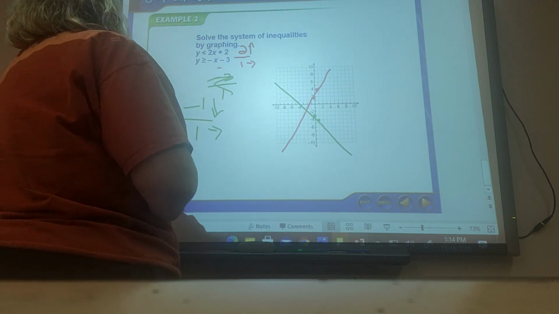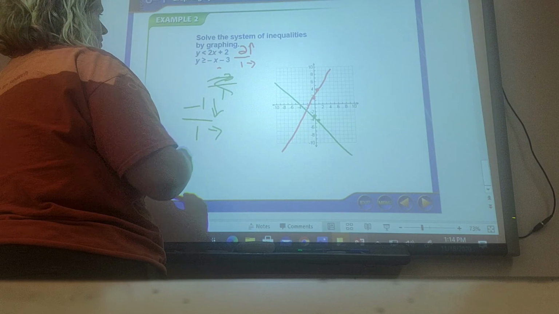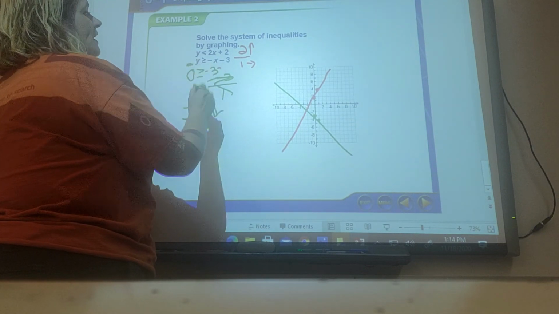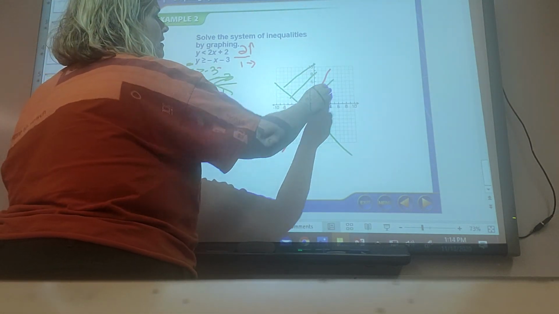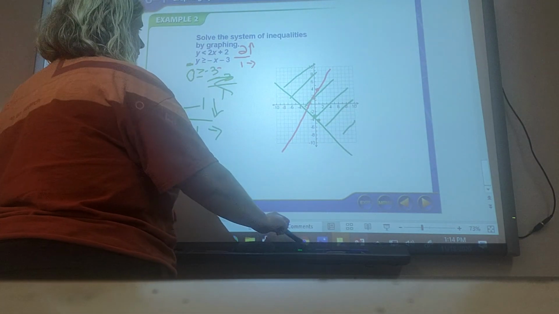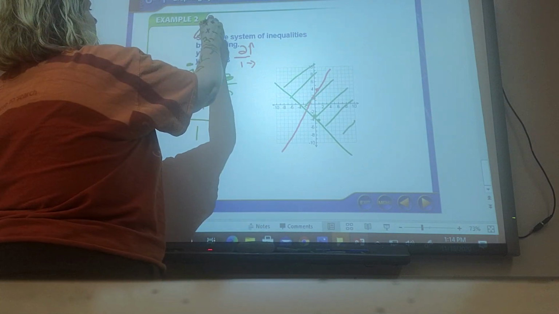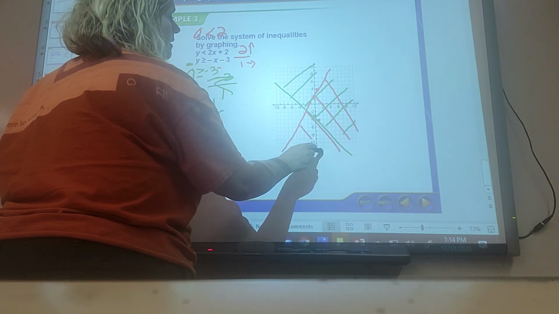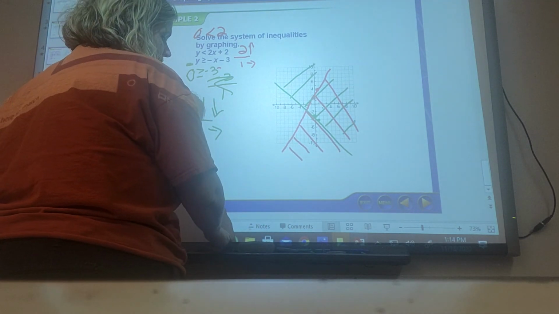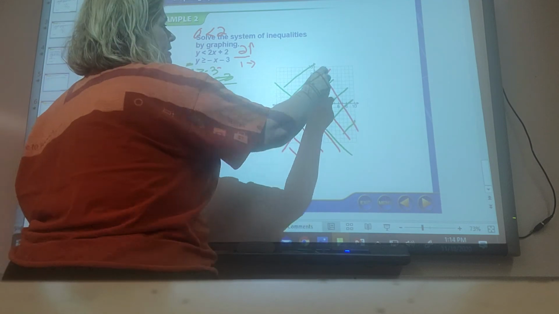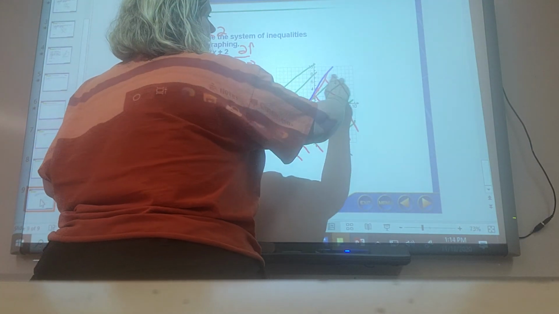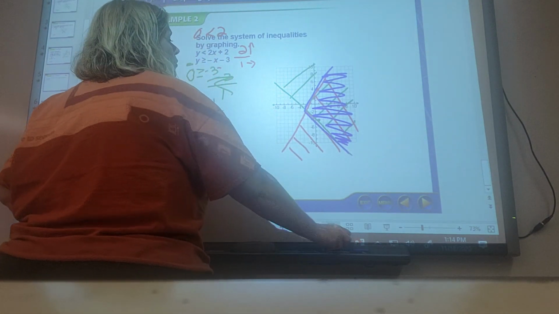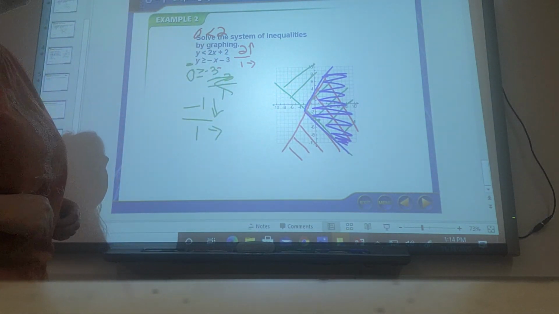To shade, we're going to put in zeros. Let's do the green one first. 0 is greater than or equal to -3. That's true, so we're going to shade the 0, 0 side. For the red, 0 is less than 2. That's also true, so we're going to shade the 0, 0 side. And the answer is where they cross over, where the colors overlap. So any point in that purple part would be a solution to this system of inequalities.